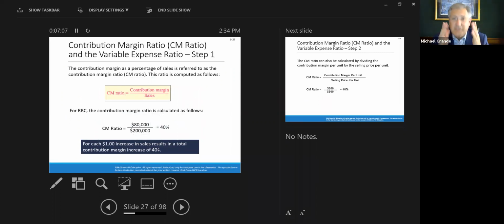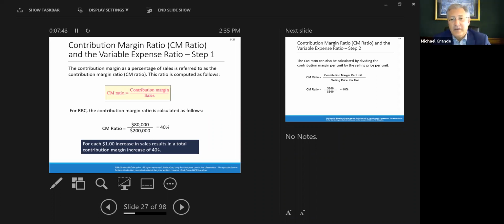The contribution margin as a percentage of sales is referred to as the contribution margin ratio. And you can see that it's the contribution margin, which is sales minus the variable cost, divided by sales. That's the contribution margin percentage. So for RBC, the contribution margin ratio was calculated as follows. Contribution margin of $80,000 divided by sales of $200,000. The contribution margin percentage is 40%.